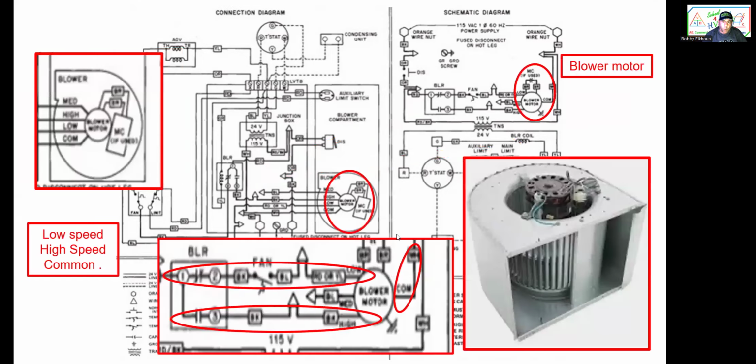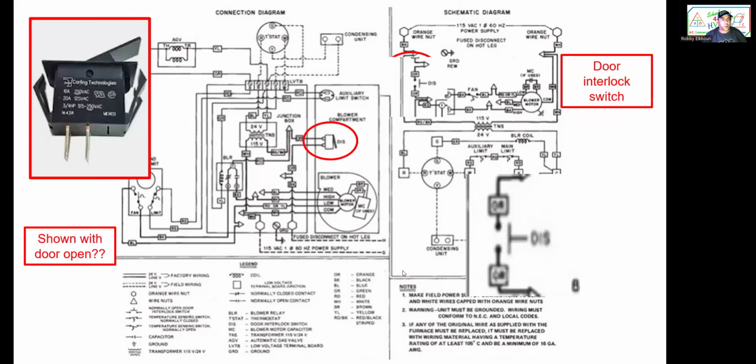And okay, next. Now the blower motor, there it is. You can see here, one line going to low speed, one going to high speed, and one going to common. And I'll cover motors in detail when I do motors.